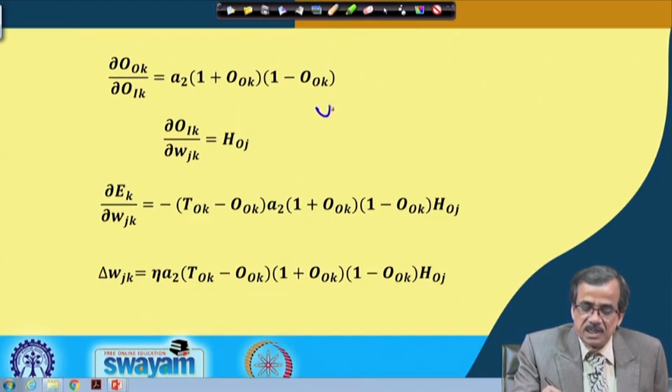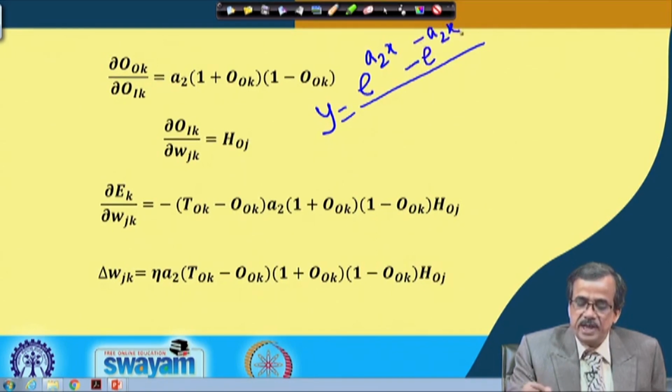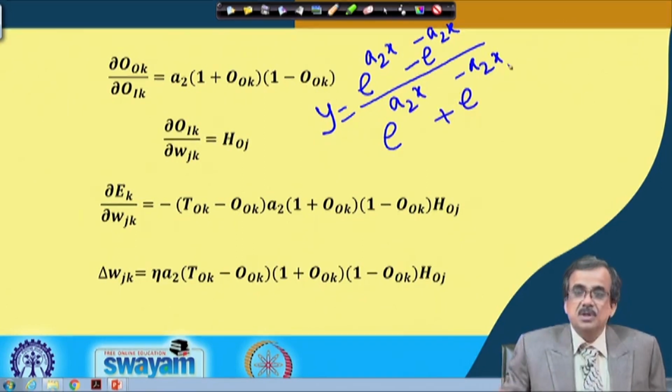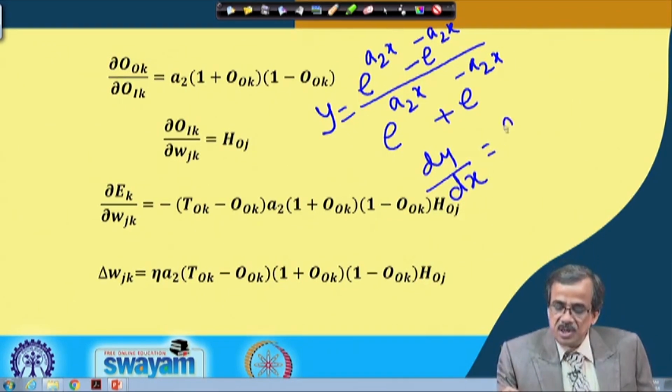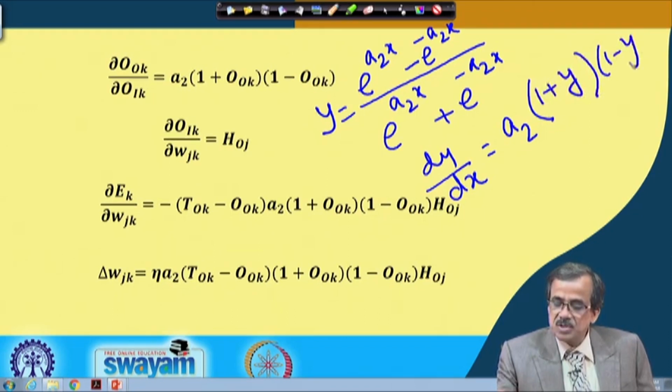Now, if you write down the expression, y equals e raised to the power a2x minus e raised to the power minus a2x, divided by e raised to the power a2x plus e raised to the power minus a2x. If you find the derivative, that is dy/dx, you will get this expression, which is nothing but a2 multiplied by (1 plus y) multiplied by (1 minus y).